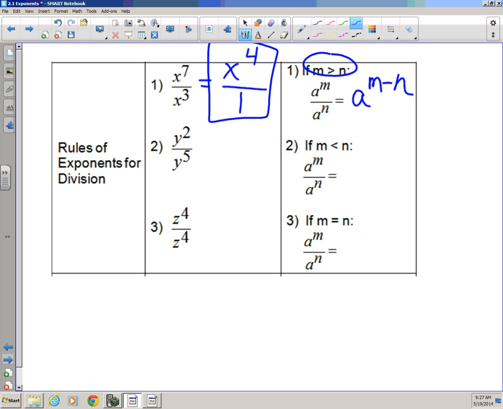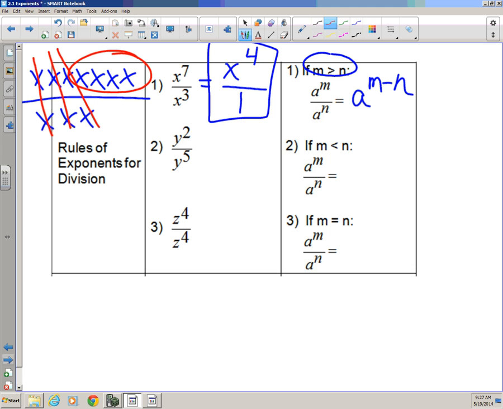What this is really saying is if I have 7 x's, and I have 3 x's, anytime I divide an x by itself, I get 1. X by itself, I get 1. X by itself, I get 1. I've got 4 x's left on top, or x to the fourth.